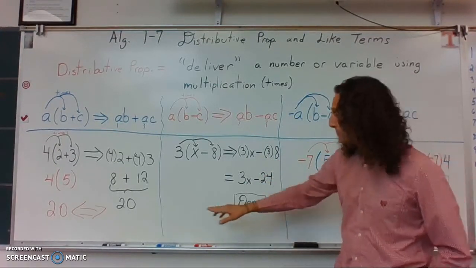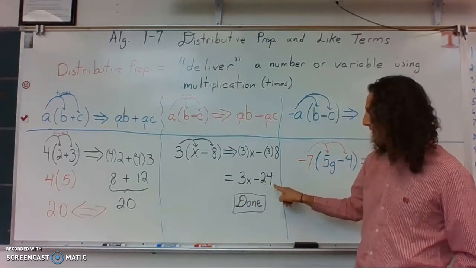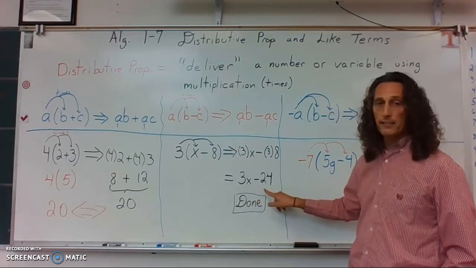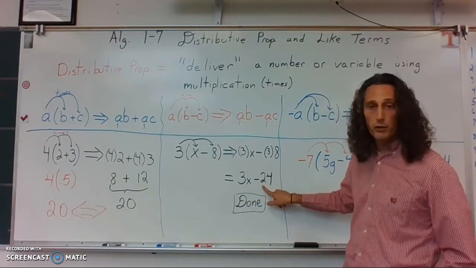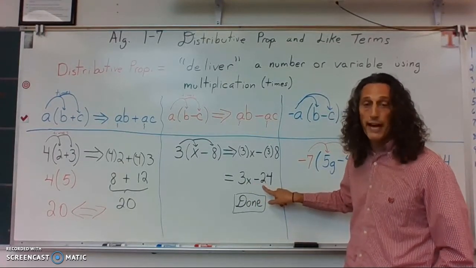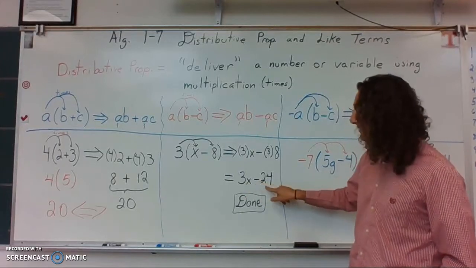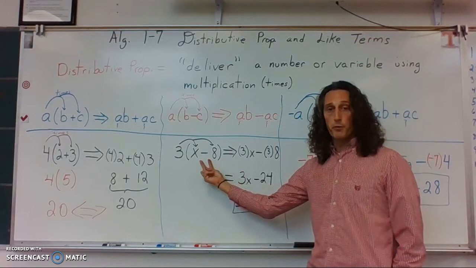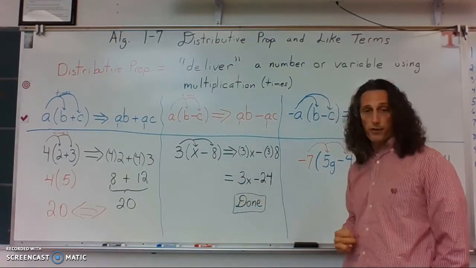Now, unlike this problem, as soon as I get to here, you're done. Don't combine me. Don't tell me that this makes 21, negative 21x. You leave it just like this. And here's a big clue. If you have two things inside the parentheses, you can have two things for your answer.